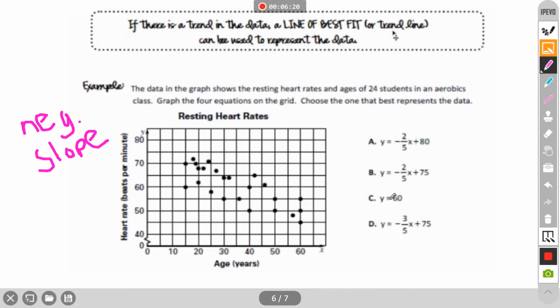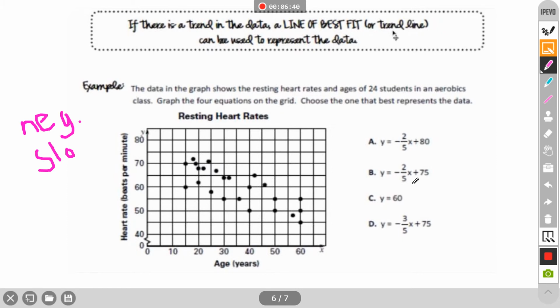So y equals 60 is going to give us a horizontal line, because y equals 60 here, it also equals 60 here, it equals 60 here, it equals 60 here. So it's going to create this horizontal line, which obviously is not going to be a good representation for a line of best fit. So let me go ahead and get rid of those points right there. So I can cross this off.